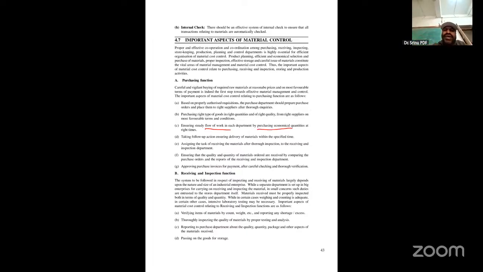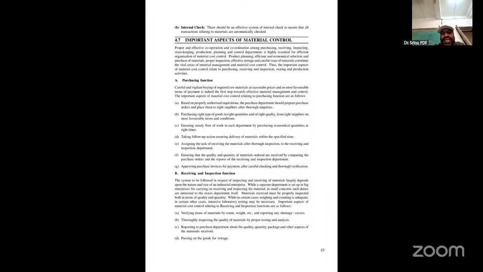Taking up and ensuring the delivery of material. Assigning the task of receiving the material. Ensuring the quality and quantity of material received by comparing with the purchase orders. So it talks about the plan of purchasing material, which is going to be coordinated with the other departments also.